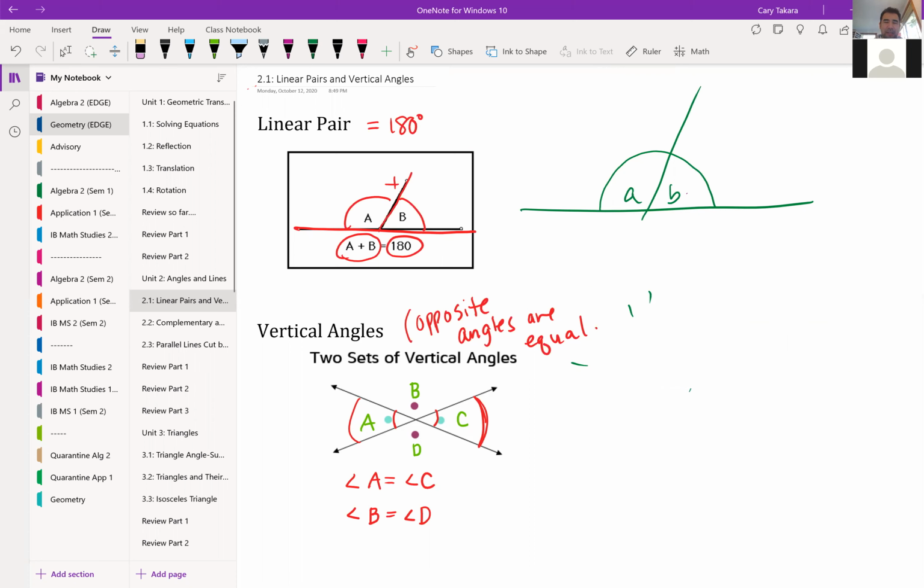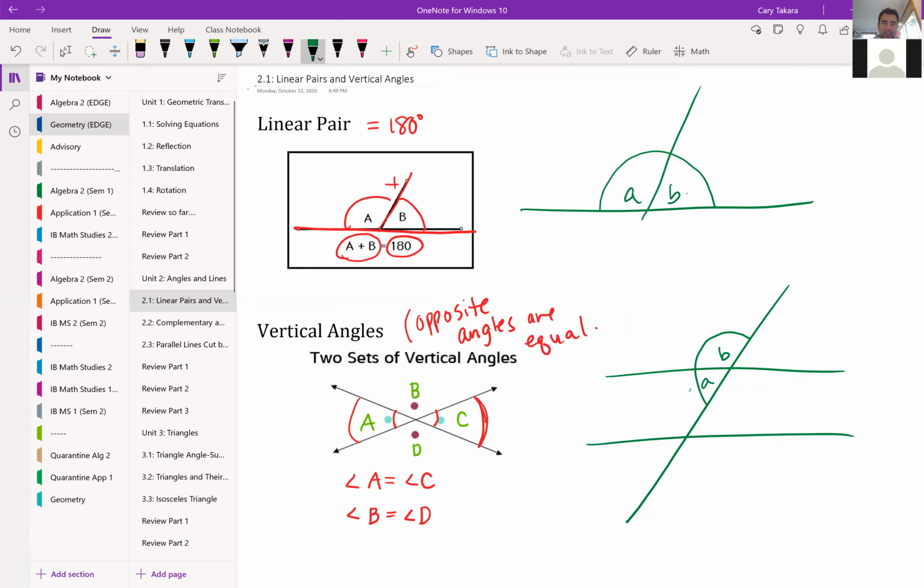So in terms of the question, you could have something like this. And I would say, what is the relation between A and B? And you're going to say this is a linear pair because angle A and angle B are right next to each other and they are on the same side of a transversal in this case, right? So that has to be linear pair. Okay, do you guys all see that?